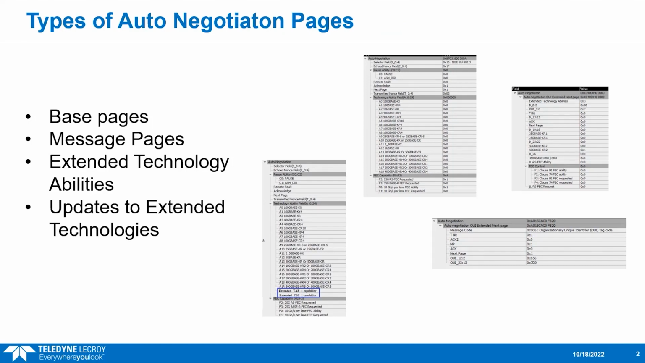So there are multiple types of auto negotiation pages. The format and available fields for each one is different. First, there are what we call the base pages. These are the most common because anyone supporting auto negotiation has to support and send this page. Next is the message page. After this leads us to the extended technology abilities, which communicates additional speeds and capabilities that may not be covered in the base page. And finally, I want to talk about some of the approved updates to these pages and how they'll be used in the future.